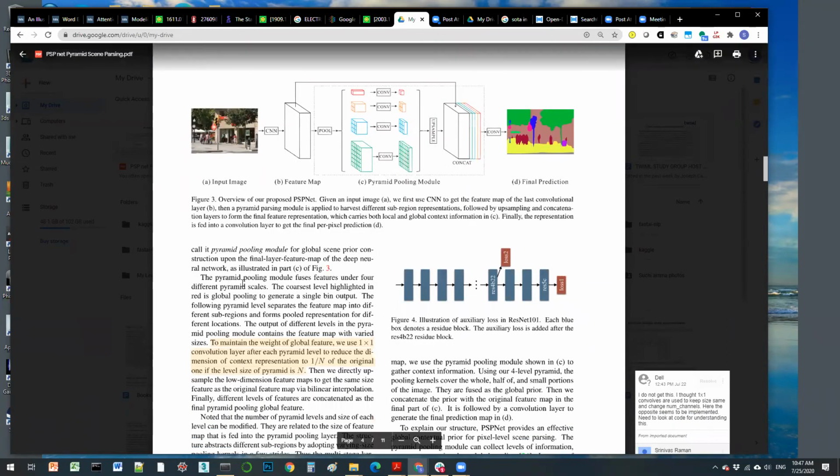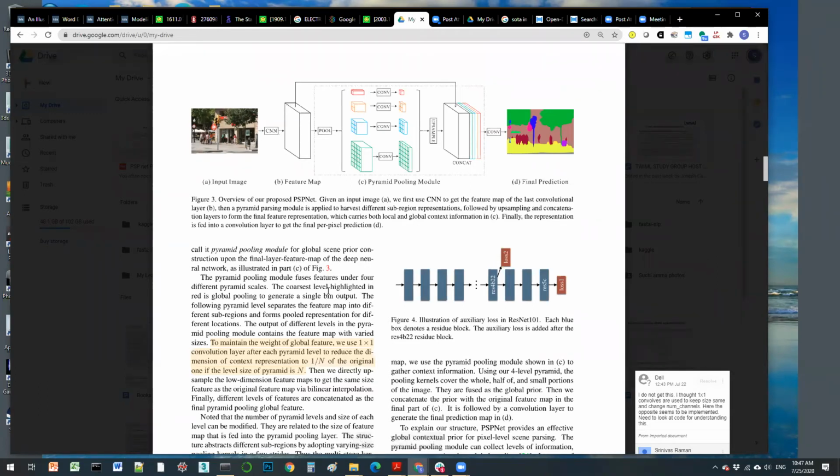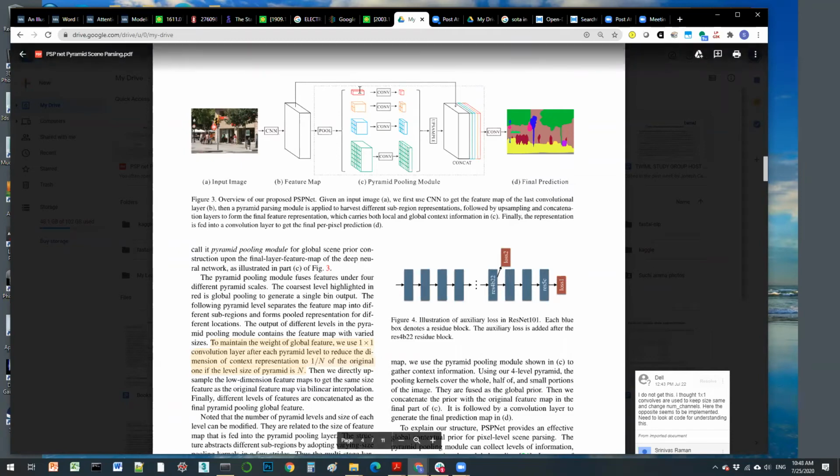So as mentioned, the coarsest level highlighted in red is global pooling. It's global pooling because you have used a 1 by 1, so you're pooling across the entire feature map at this level. They do average pooling and max pooling and compare the results, and they show average pooling gives better results than max pooling. So you just average pool across the entire feature map. That's why it's a 1 by 1 there. That's the coarsest level, to generate the single bin.